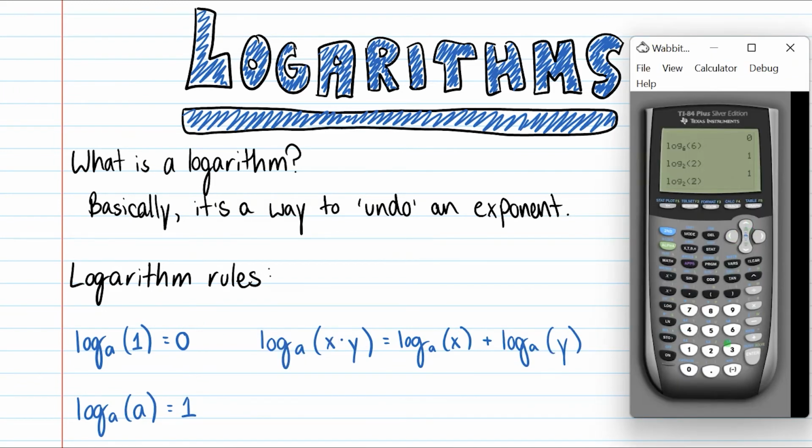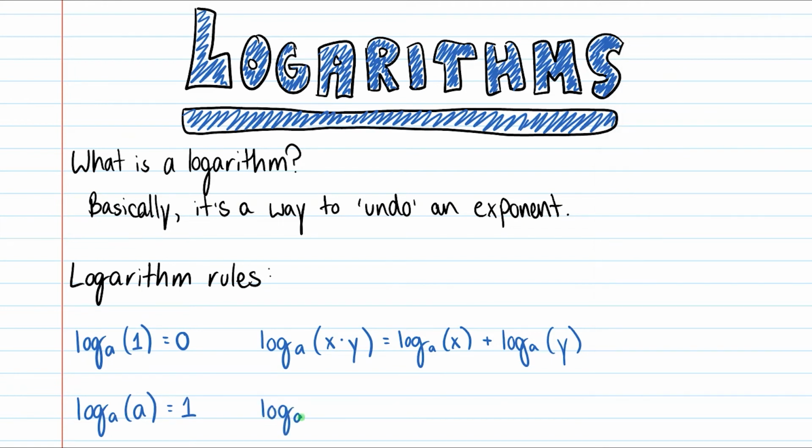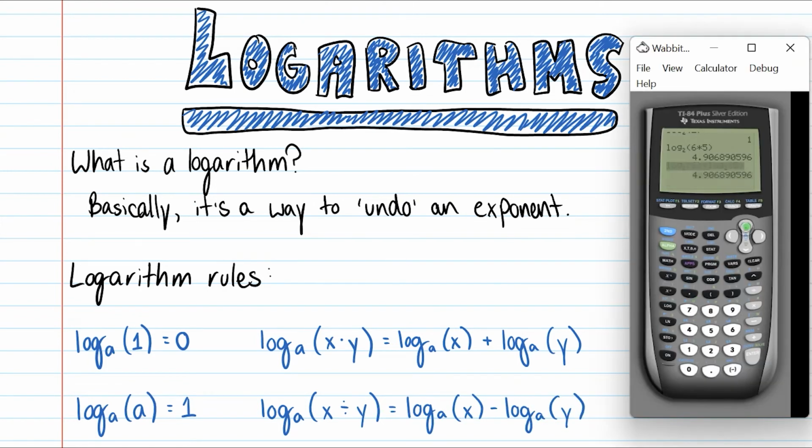Another one is if you have log base a of x times y, you can actually separate them out into 2 logs as long as they have the same base, which is a. And then you can add them together. And finally, you can do a similar thing with division. Separate them out into 2 logs, but then they subtract away from one another.